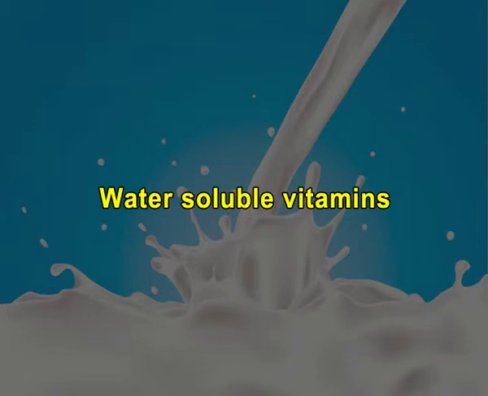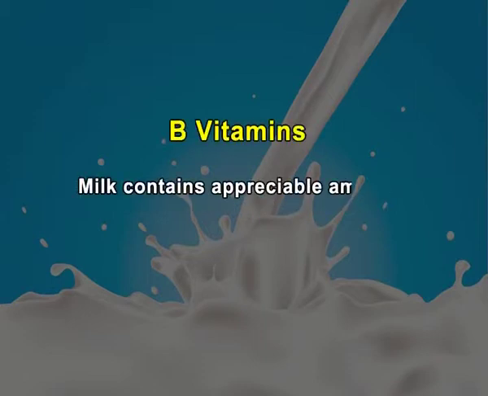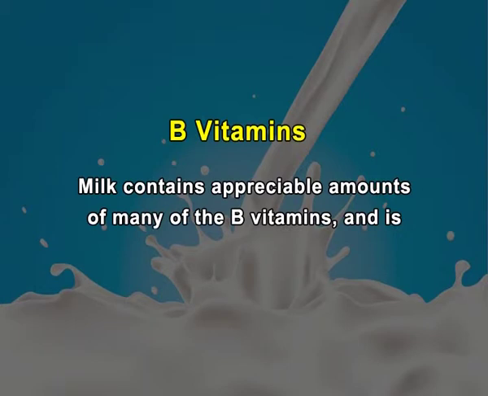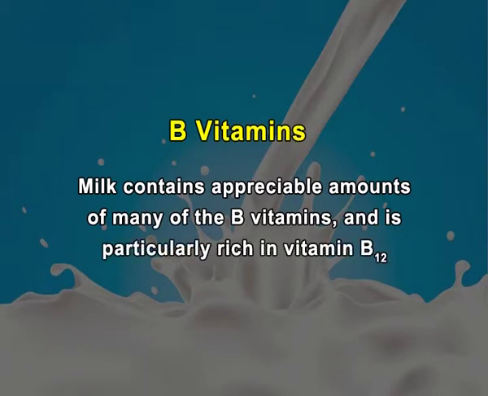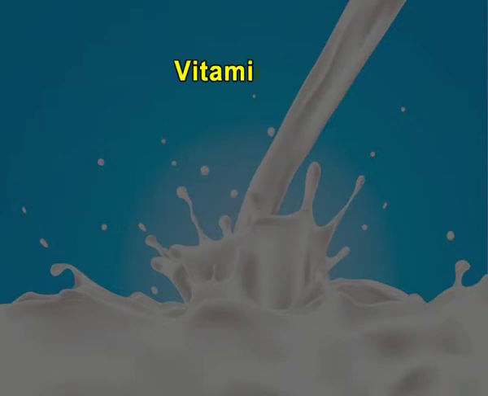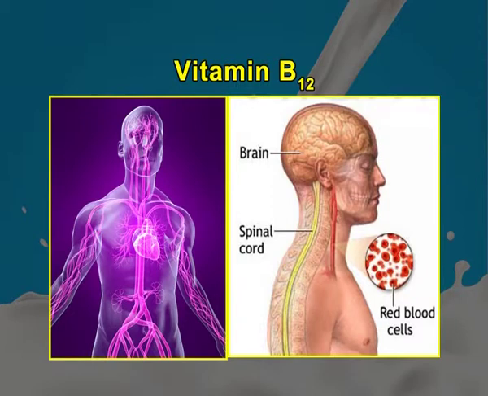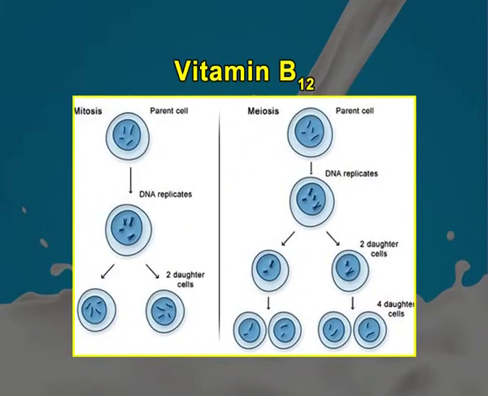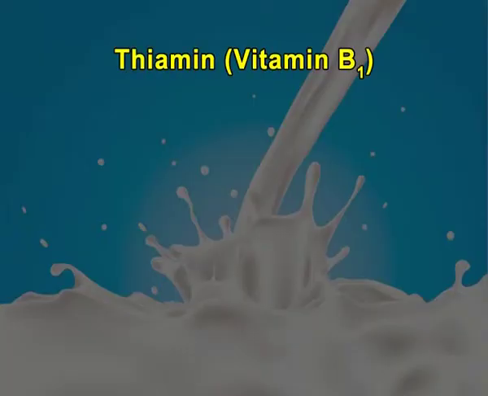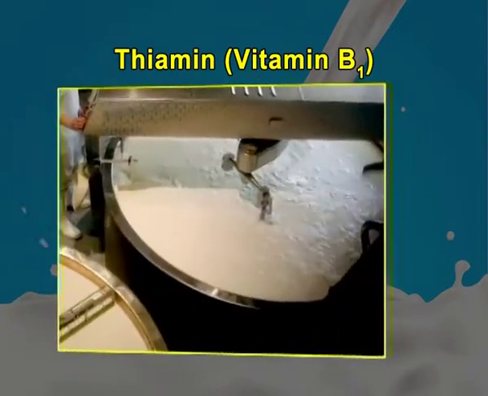Water-soluble vitamins are vitamin B. Milk contains appreciable amounts of many of the B vitamins and is particularly rich in vitamin B12. Vitamin B12 is required for maintenance of healthy nerves and red blood cells, energy production and normal cell division. It is predominantly found in foods of animal origin, and therefore milk and dairy products are excellent sources. Thiamine or vitamin B1 is also present in the milk.